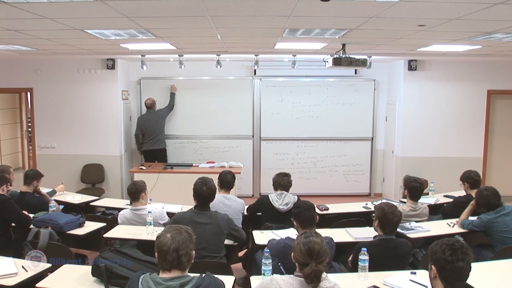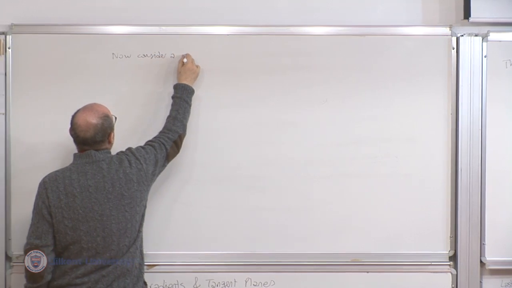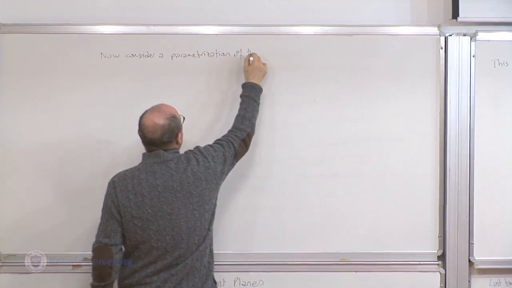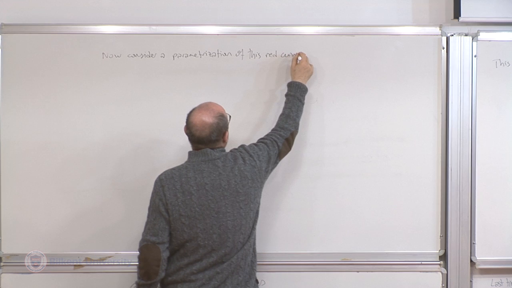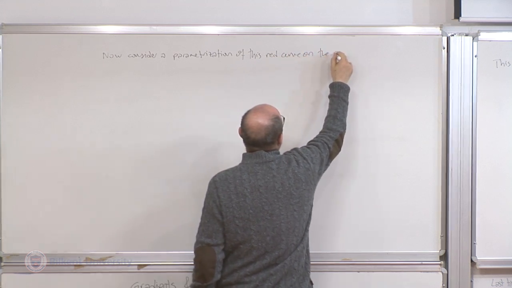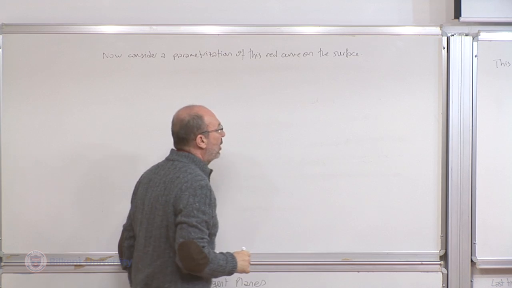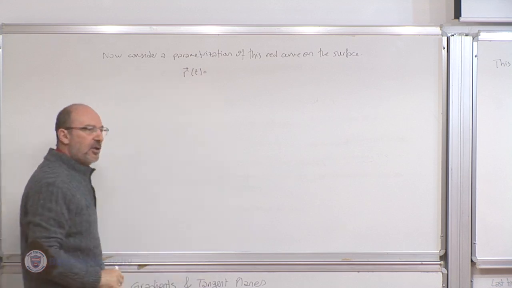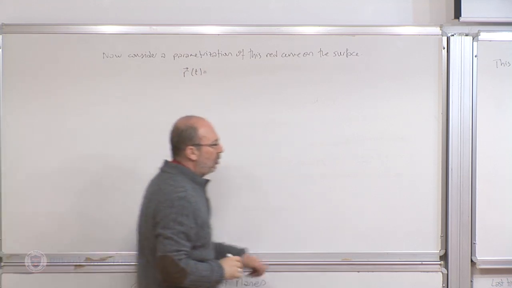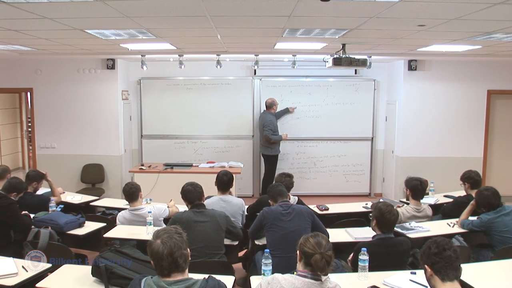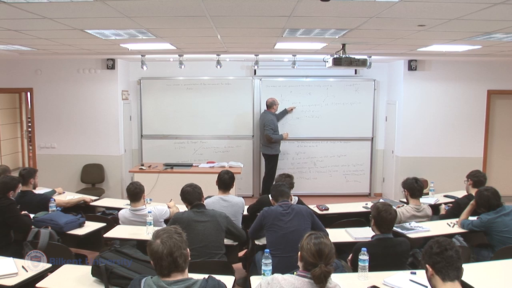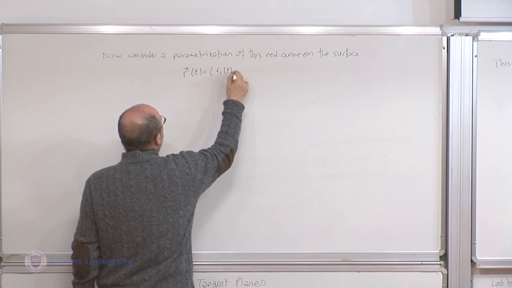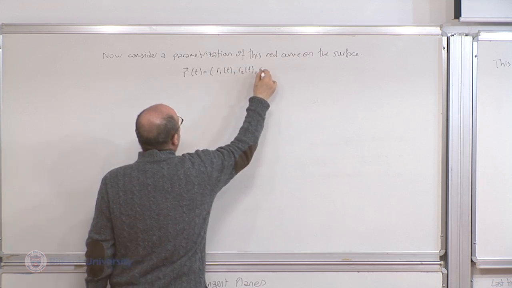Now consider a parametrization of this red curve on the surface. Let's suppose its parametrization is like this. Now I'm using suggestive language, the position vector. Since s and t depend on each other, I have a line here. There's only one parameter. I called it t. So this is, say, r1(t), r2(t), r3(t).